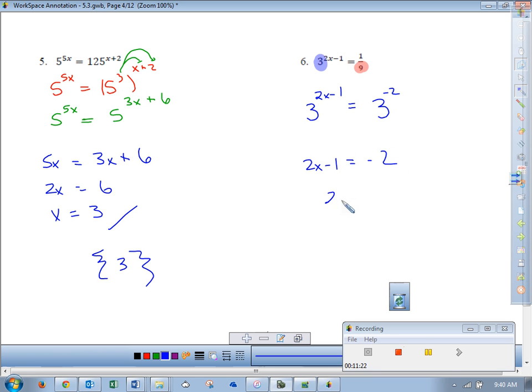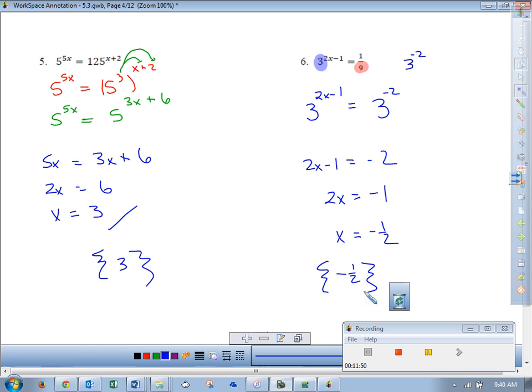Same bases, 2x minus 1 equals negative 2. Add 1, 2x equals negative 1. X equals negative 1/2. Uh-oh, let's check it. Negative 1/2 times 2 is negative 1, minus 1 more. You got 3 to the negative 2. Is 3 to the negative 2 really 1/9? Yes, it is, because 3 squared is 9, and you reciprocate it and get yourself 1/9. So check.